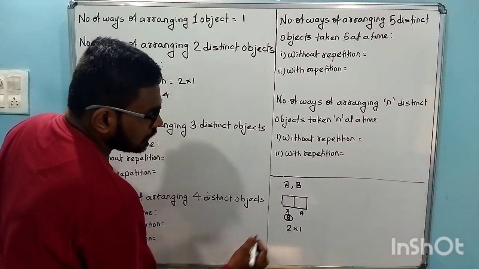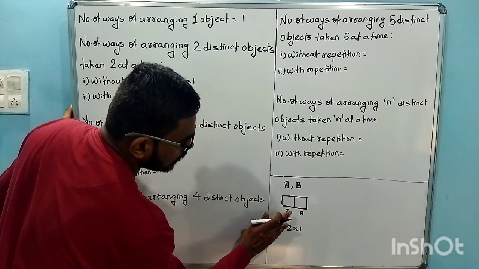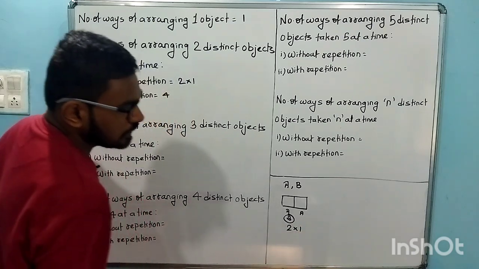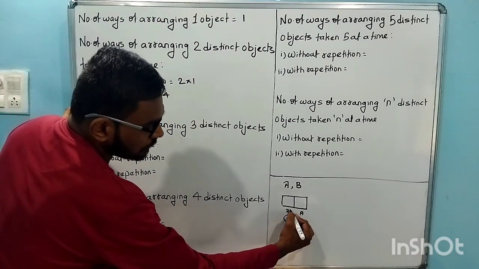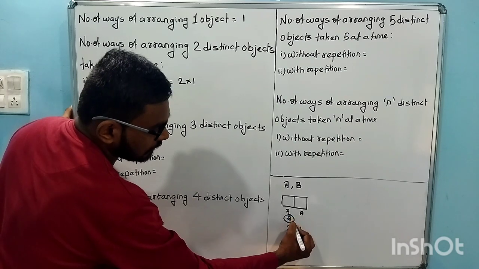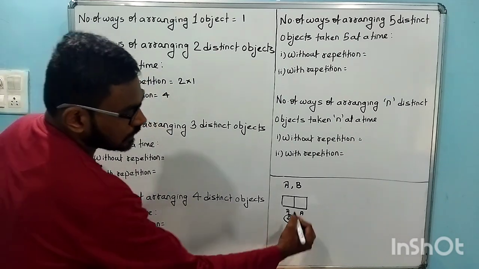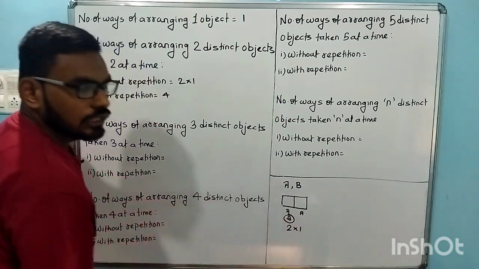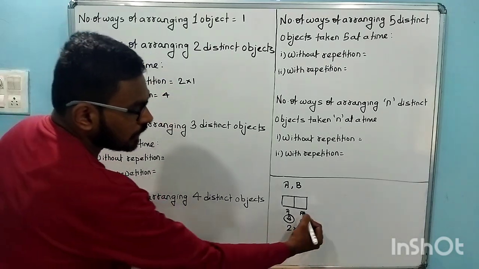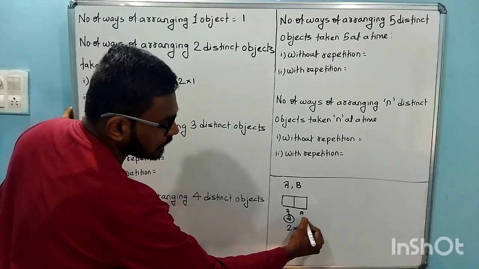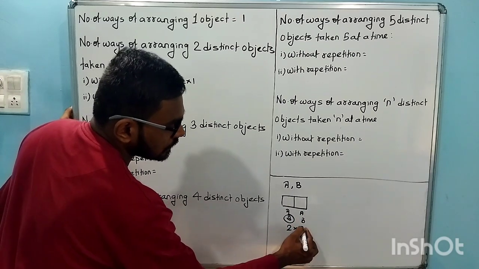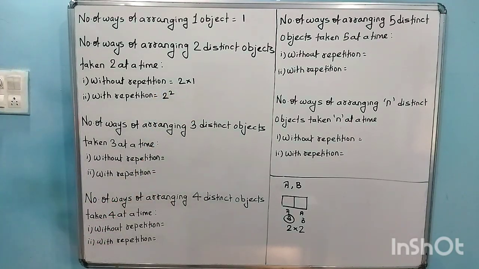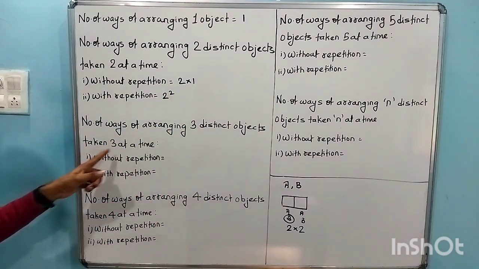Next, with repetition, if repetition is allowed, then what will happen? If you have selected B, we can select it a second time as well. The first time we have 2 choices, you can select either A or B. The second time also you can select that or the other one, so still 2 choices. So 2 into 2, or I'll just write 2 square, which is 4.